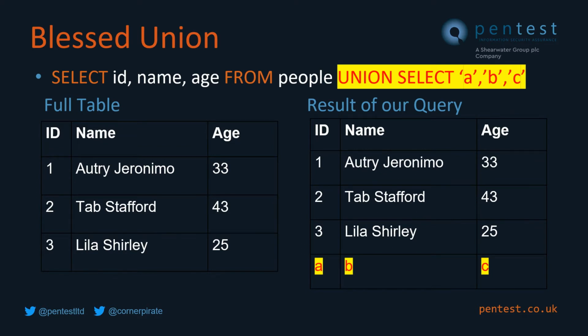Blessed be thy union is what I say when I was doing this live. Select ID, name, age from the table called people. That's this bit here, what we call the left hand side of the query, whereas this bit in yellow is the right hand side of the query.